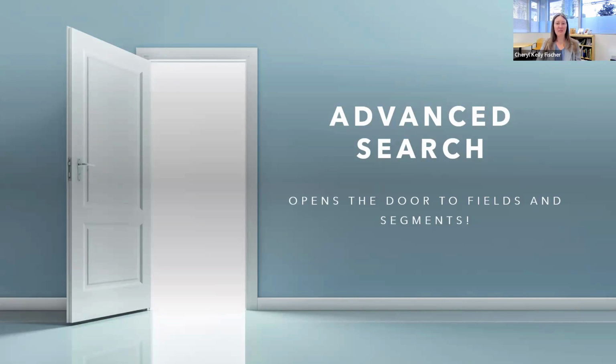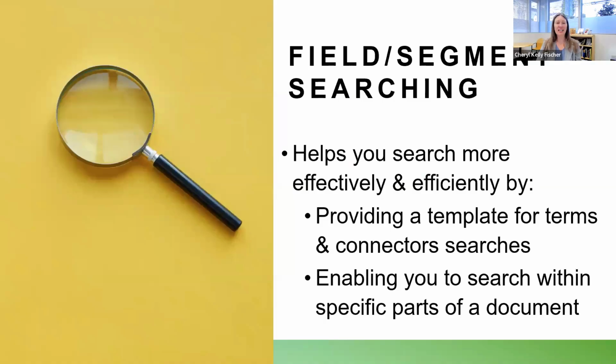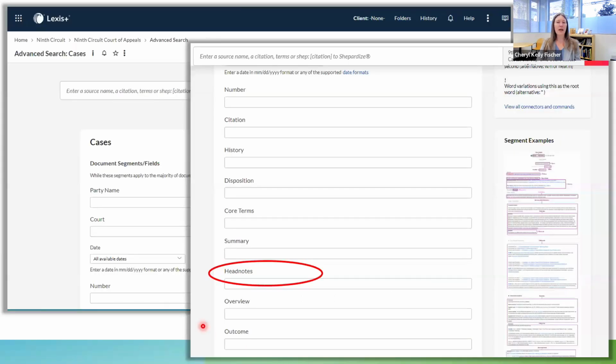All right, enough pep talk. Let's talk about what I mean by fields and segments. Field and segment searching is going to help you be more efficient, more effective. It's going to provide you a template so you don't have to figure out what the fields are yourself. And then it's going to enable you to search the specific parts of a document. Here's what it looks like.